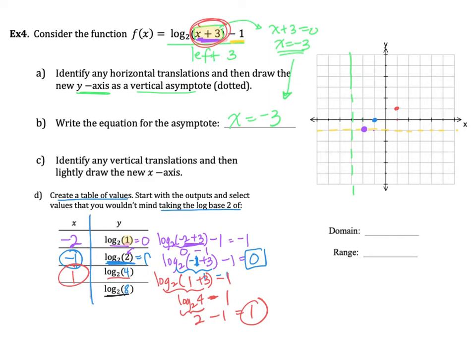And finally, let's do one more. How do I get 8 inside that parentheses? I would plug in a 5. So when x is 5, that would give me log base 2 of 8. And log base 2 of 8 is 3. And 3 minus 1 is 2. So when x is 5, 1, 2, 3, 4, 5, y would be 2, 1, 2. And so here are the 4 points that I would use. So I'm going to approach the asymptote down here, and go up through these 4 points. And that would be the graph of the logarithm that was given.